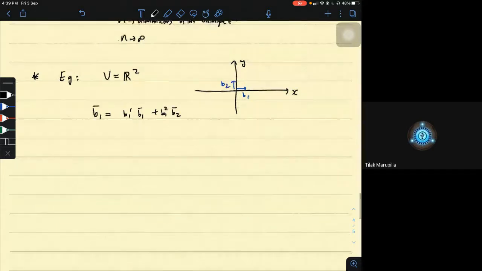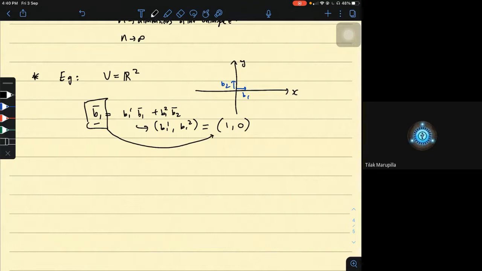So I'm writing, it's like I'm representing my basis vectors itself in terms of the same basis vectors. So this will give me B11, B12, this tuple as 1, 0. So this is a scalar representation of my basis B1. And I similarly can write B2 as 0, 1. So this is a standard basis.